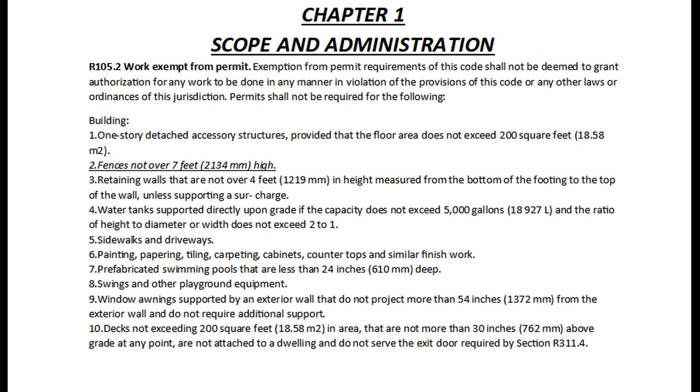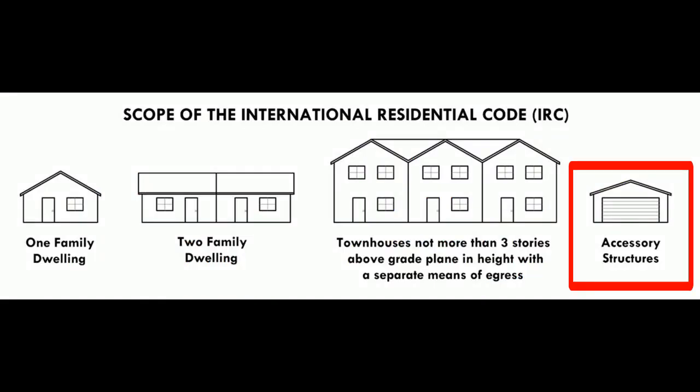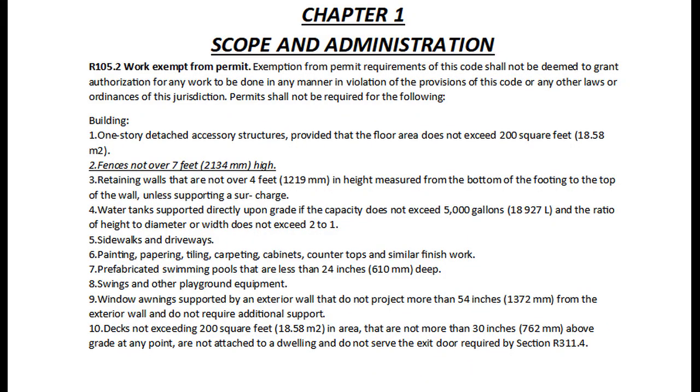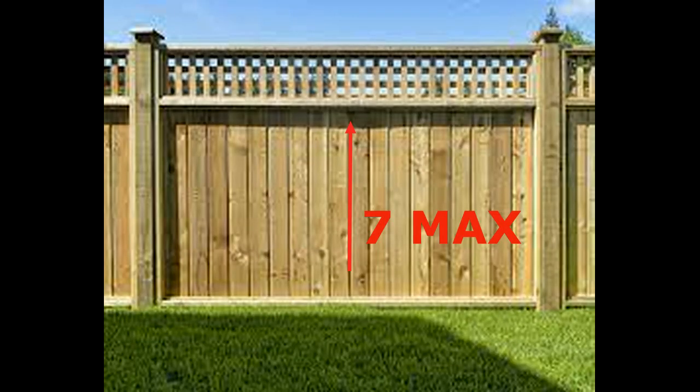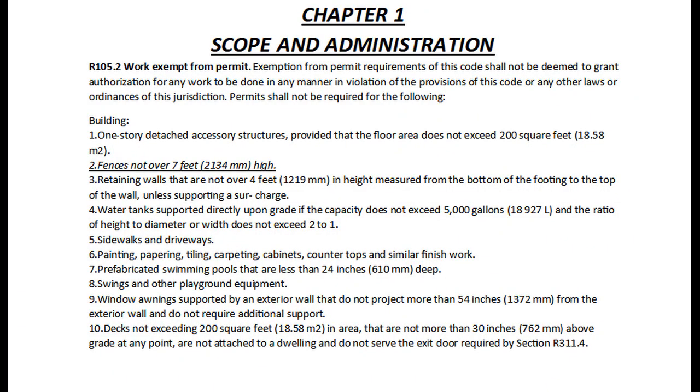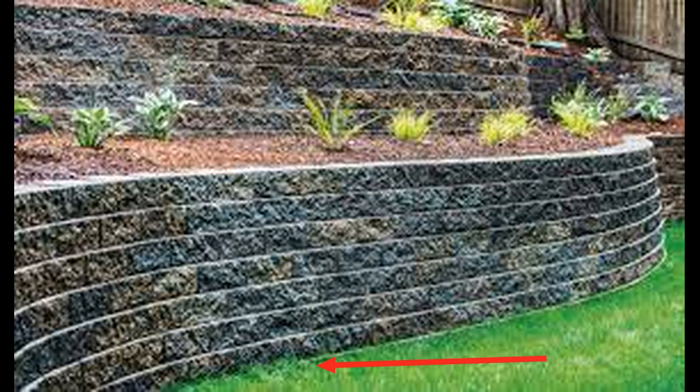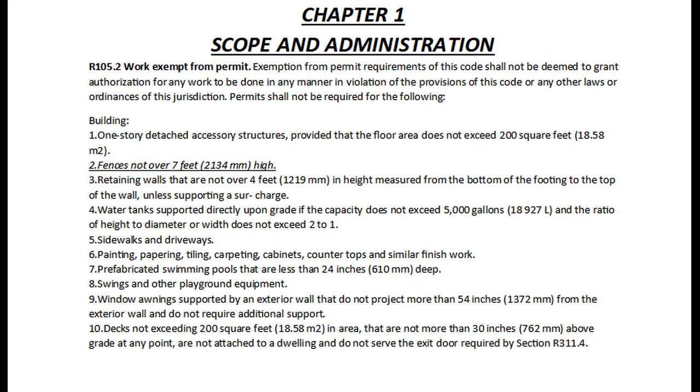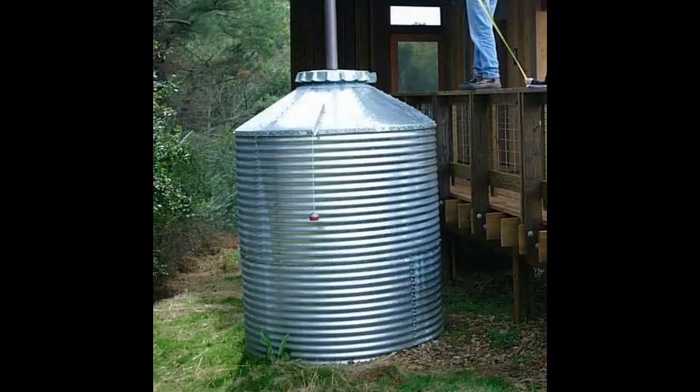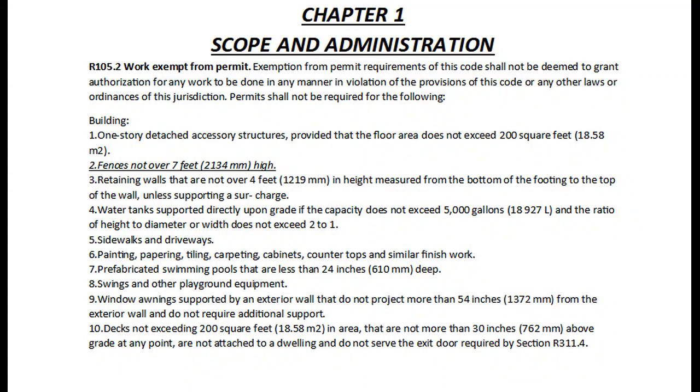Building: 1. One-story detached accessory structures, provided that the floor area does not exceed 200 square feet. 2. Fences not over 7 feet high. 3. Retaining walls that are not over 4 feet in height, measured from the bottom of the footing to the top of the wall, unless supporting a surcharge. 4. Water tanks supported directly upon grade, if the capacity does not exceed 5,000 gallons and the ratio of height to diameter or width does not exceed 2:1. 5. Sidewalks and driveways.